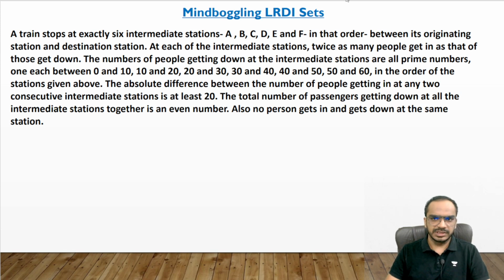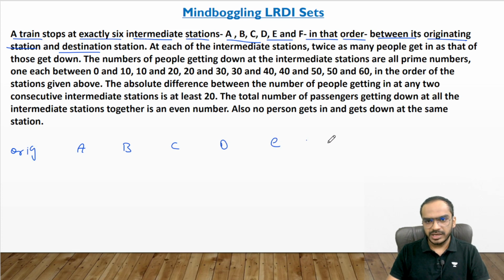Let's have a look at what the set is trying to say. A train stops at exactly 6 intermediate stations A, B, C, D, E and F in that order between its originating station and the destination station. So between the originating station and the destination, there is A, B, C, D, E and F, and then there is the destination station. Are we clear with this?